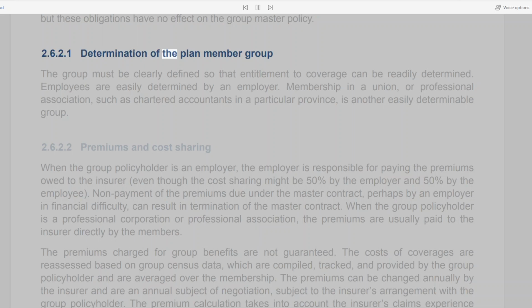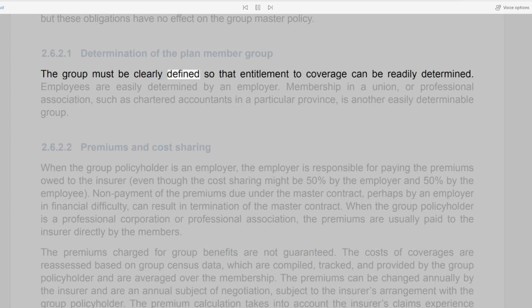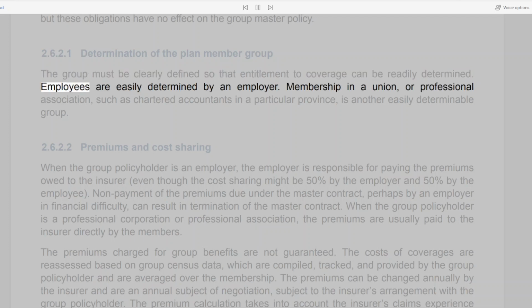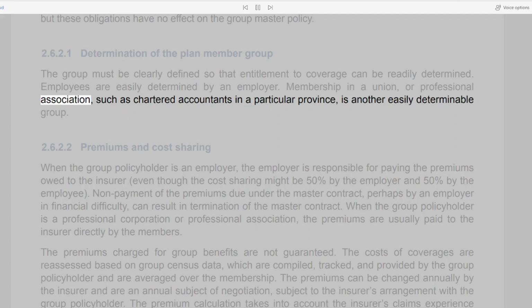2.6.2.1 Determination of the plan member group. The group must be clearly defined so that entitlement to coverage can be readily determined. Employees are easily determined by an employer. Membership in a union or professional association, such as chartered accountants in a particular province, is another easily determinable group.